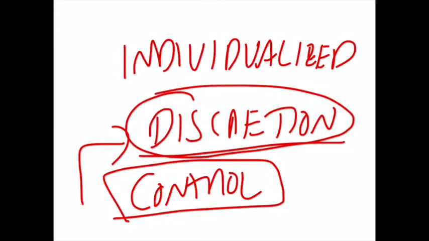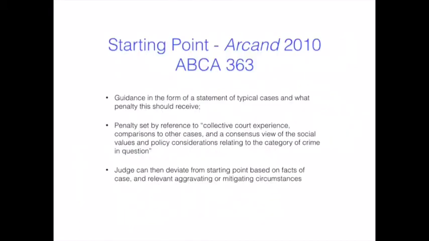Well, let's just say that some courts, especially the Court of Appeal of Alberta, have tried to put in a little bit more consistency and get rid of this individualized approach to sentencing by doing something that is now referred to as starting points. And the Court of Appeal looks at this as a statement of what typical cases are. You know, we have typical assaults, we have typical sexual assaults, we have typical murders, believe it or not, and what penalty these should receive. And the idea is that we look at all the court cases, the collective court experience, and a consensus view, and come up with a starting point.